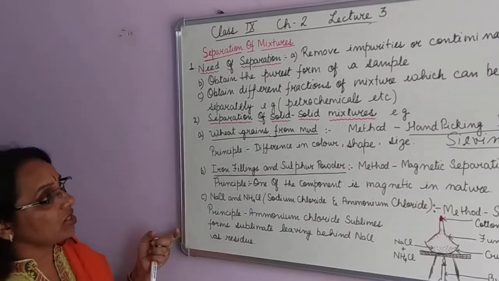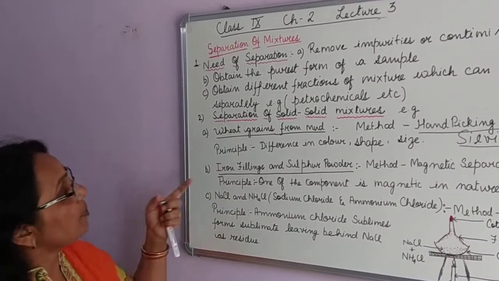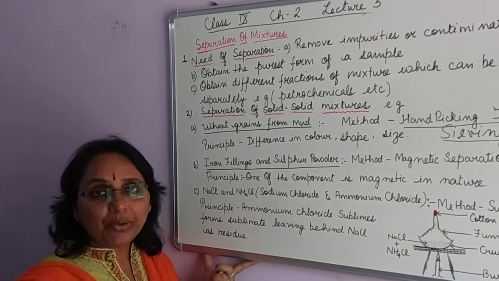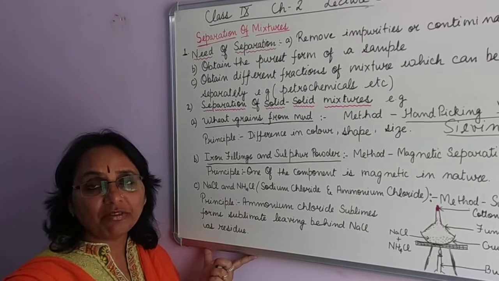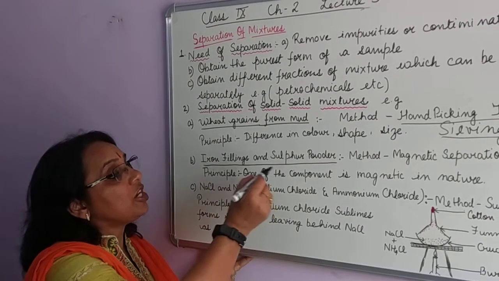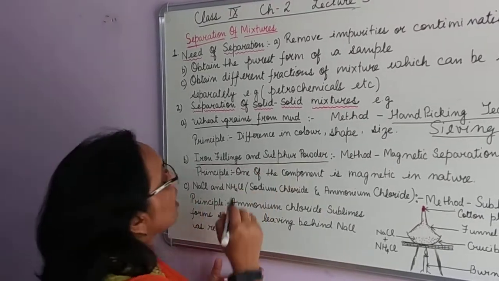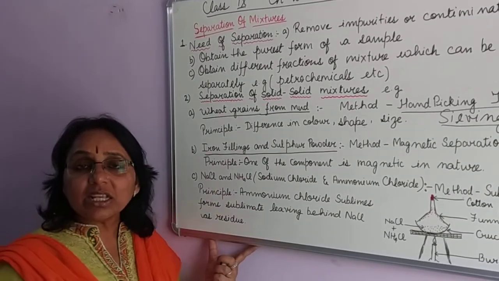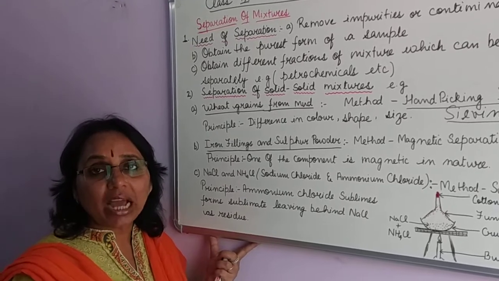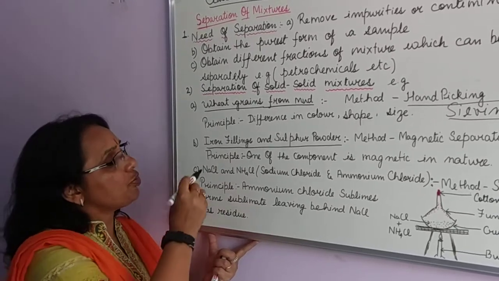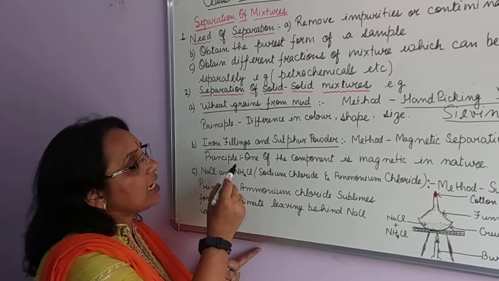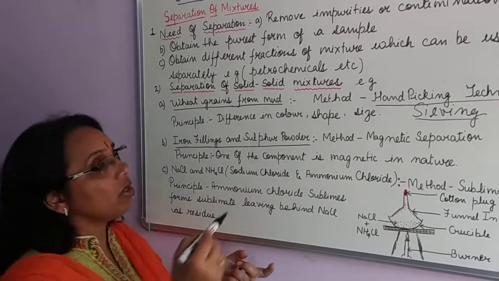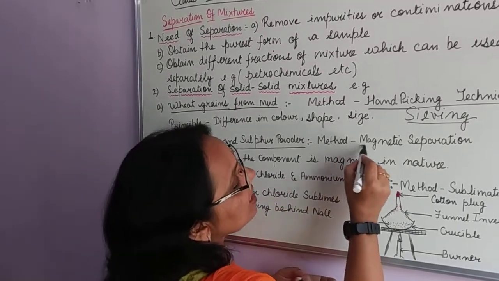Next is separation of iron filings from sulfur powder. How do we separate the iron filings from sulfur powder? In this mixture, iron filing is magnetic in nature, meaning it will be attracted by the magnet, whereas the sulfur powder is non-magnetic in nature. So, the principle of this technique is that one of the components should be magnetic in nature, and the technique is magnetic separation.